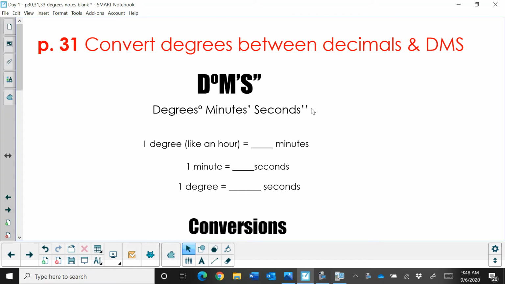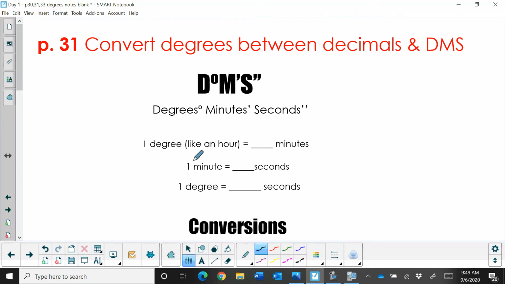Okay, now we're going to look at converting degrees between decimal version and DMS, which stands for degree, minute, second. So a degree will have the symbol with a little degree mark, which you're used to. A minute will have the signification of one little mark, and seconds have 2. So degrees, minutes, seconds. And it's just another way of taking an angle and breaking it into smaller parts.